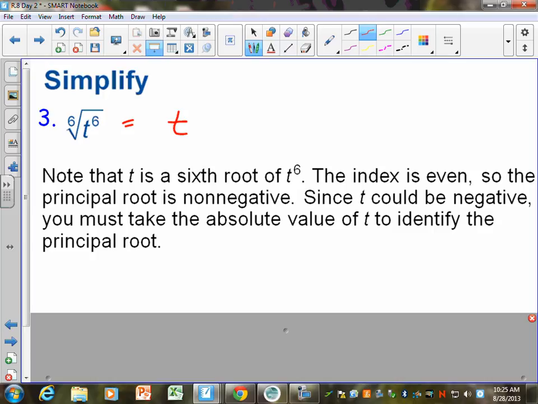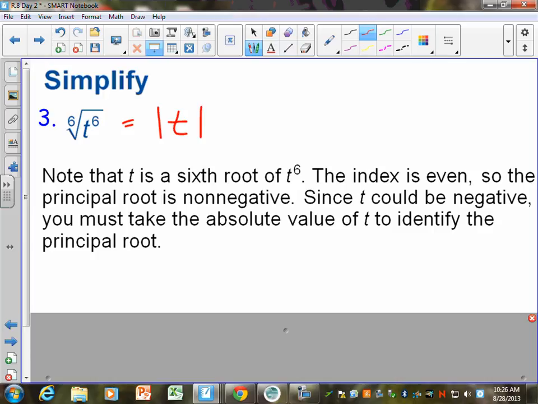Okay, so here's the big thing. If you take an even root, so if the index is even, you really have to show that you're not going to have a negative number under there. So to do that, we say the absolute value. So the technical answer here is the absolute value of t.